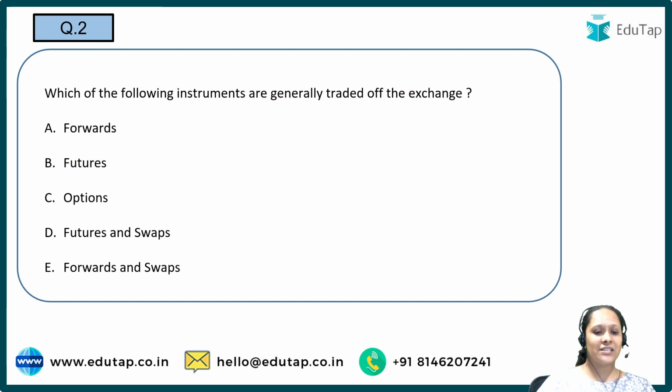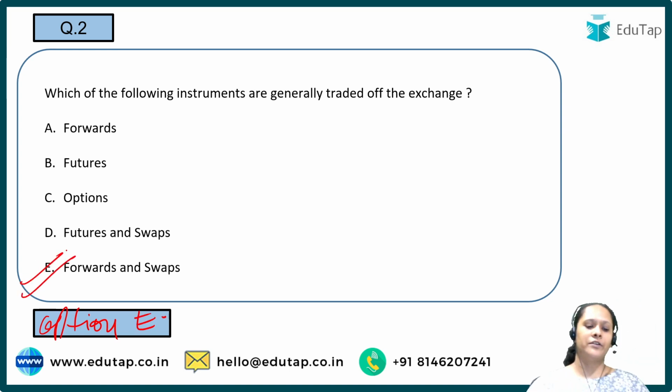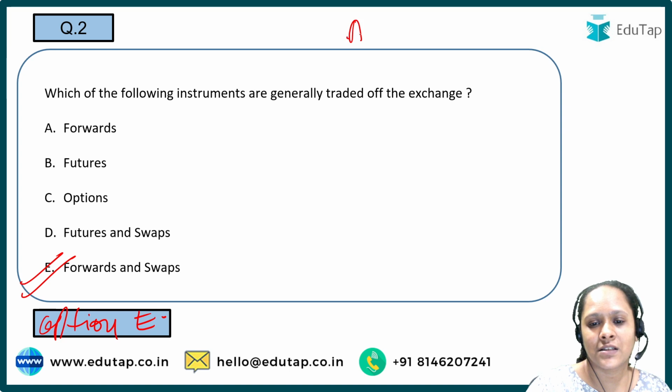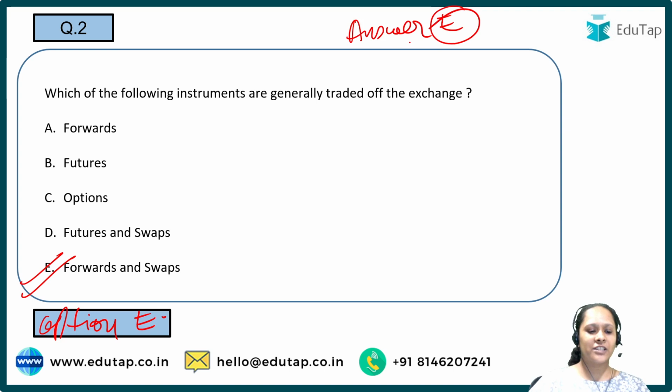Moving ahead, the question says: which of the following instruments are generally traded off the exchange? The question asks which derivative instruments are not traded on the exchange simply. Is it forward contracts? Is it futures, options, or futures and swaps, or forwards and swaps? Now the correct answer to the question is, I'm sorry, it's option E. The correct answer is forwards and swaps.